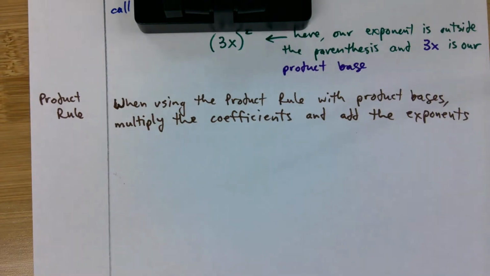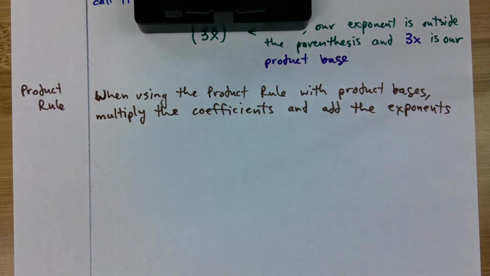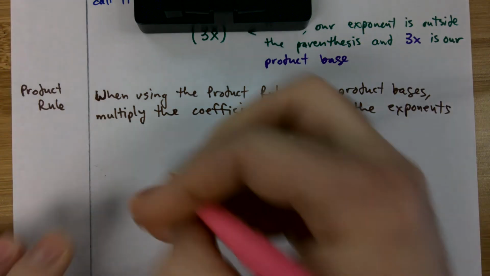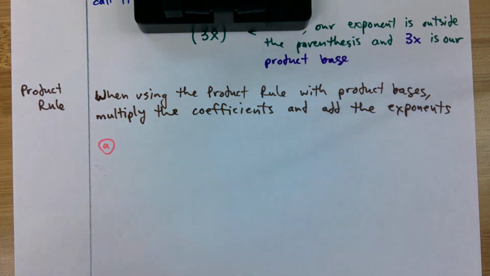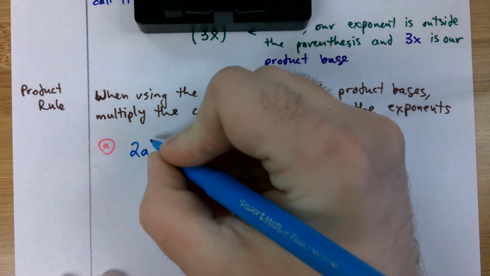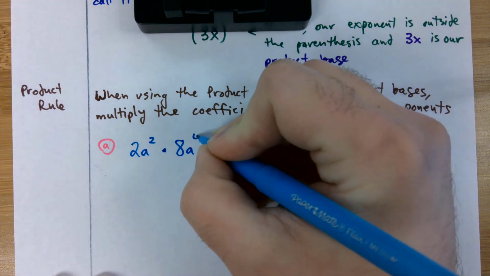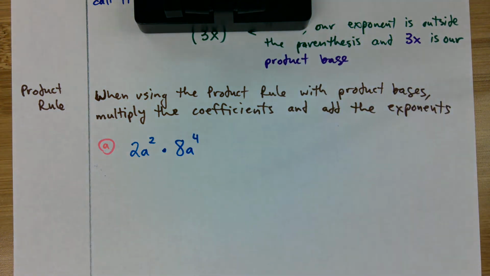So when we're using the product rule with product bases, all we got to do is multiply the coefficients, and then we're going to add the exponents just like before. So what does that look like? Let's do example A with 2a squared times 8a to the 4th.